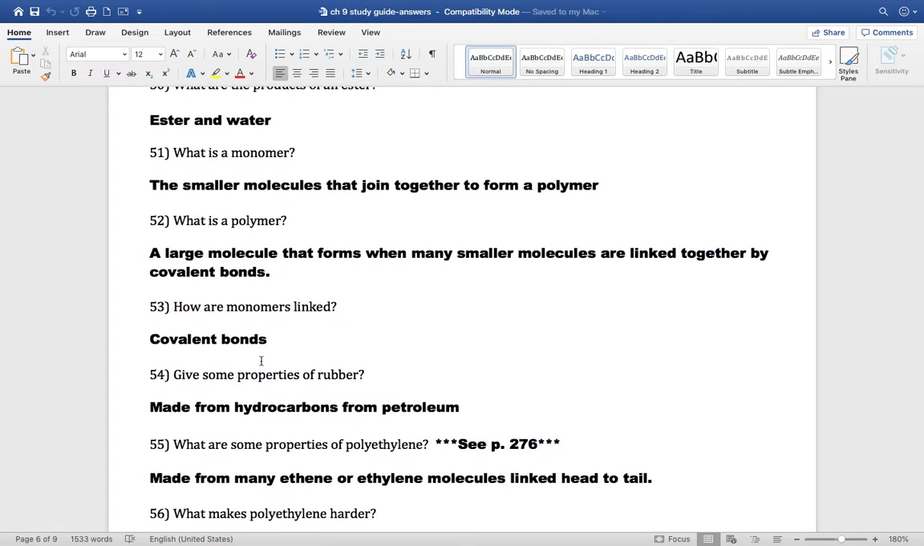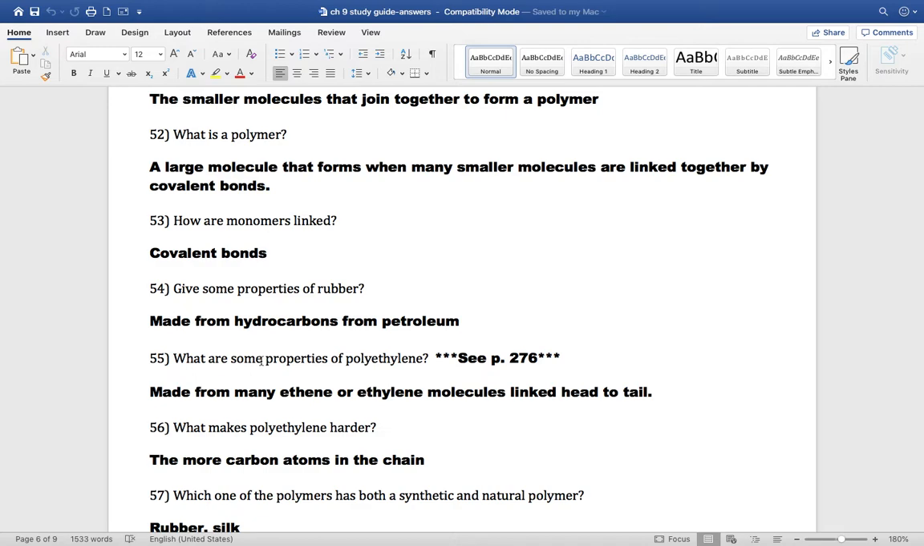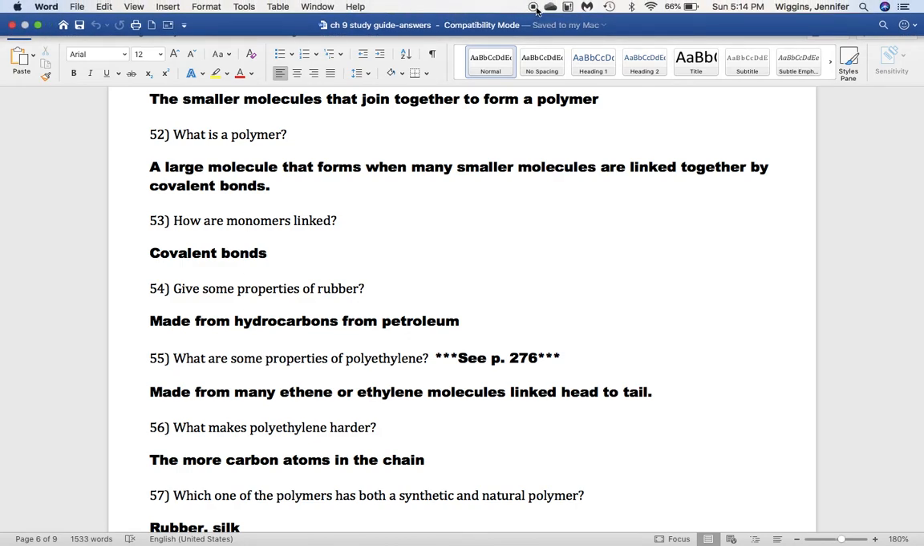It's a smaller molecule that joins together to form a polymer. Monomer is the one, and polymer means many of them. So many monomers. What's a polymer? It's a large molecule that forms when many smaller molecules are linked together by covalent bonds. And how are monomers linked? Covalent bonds. I'm going to stop, and I think this is getting long, so I'll come back to it.